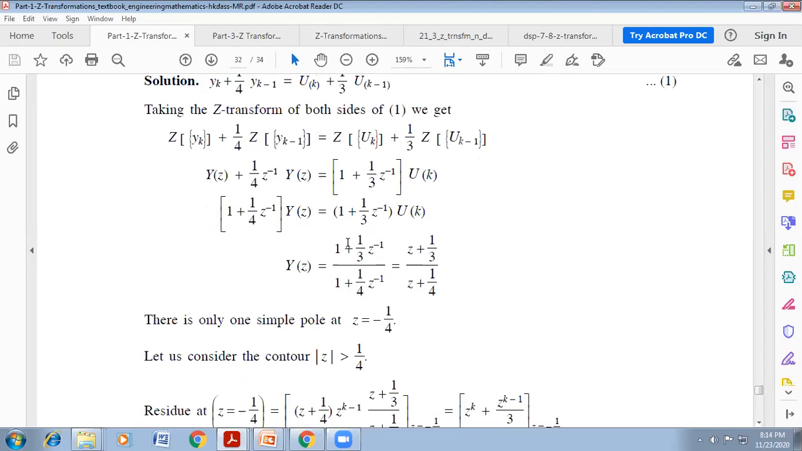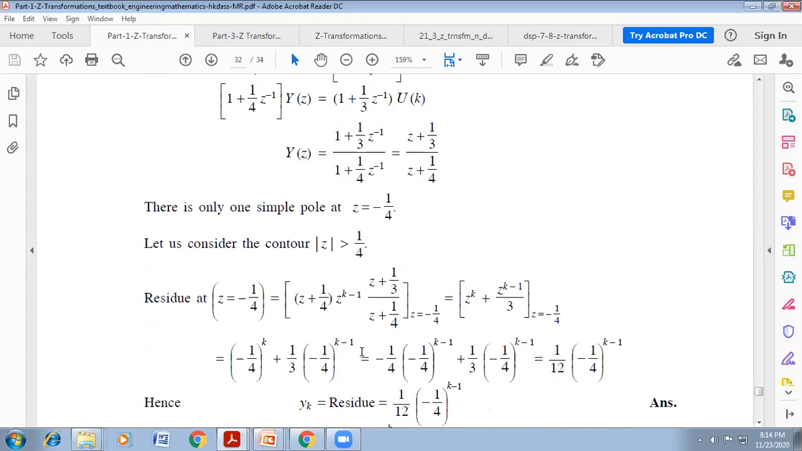So Y(z) can be written like this, with z inverse, multiplying z on both numerator and denominator, we get this. There is only one simple pole, at z plus 1/4 equal to 0, to find this pole. Now z equals minus 1/4 will be the simple pole. Let us consider the contour |z| greater than 1/4.